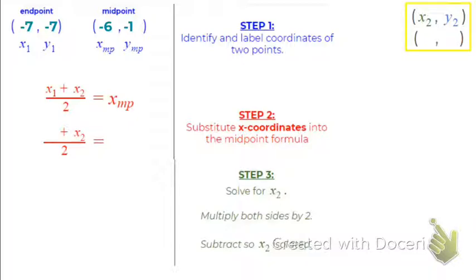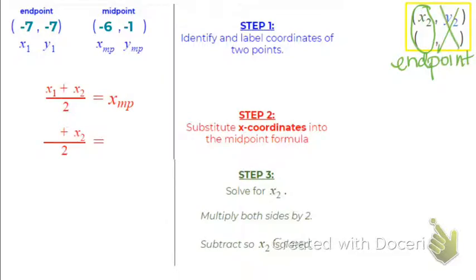The first step is to label the points that you do know. So we know one of the endpoints is -7, 7. So I've labeled that x1, y1. And I know my midpoint is -6, -1. So I labeled that x MP for midpoint and y MP for midpoint. So what I'm going to attempt to do here is to figure out first, what is the x coordinate of our other endpoint?